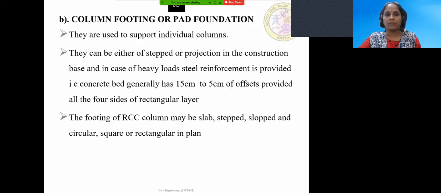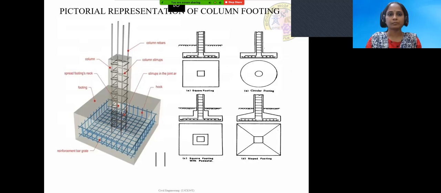Okay, now we will see the pictorial representation of a column footing. So this is how the column footing looks. Here I have shown a simple square column footing. Here a circular footing is seen. Again here, a square footing with a step, one step I have given. Here the same square footing, I have provided slopes.